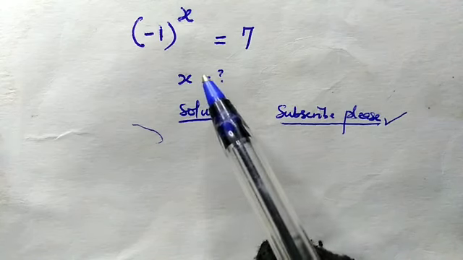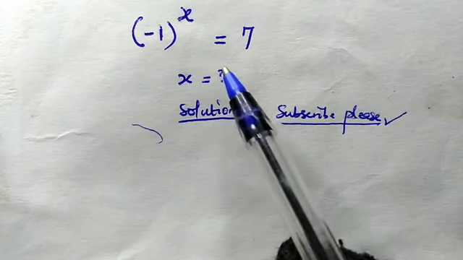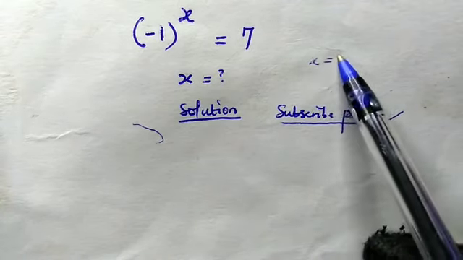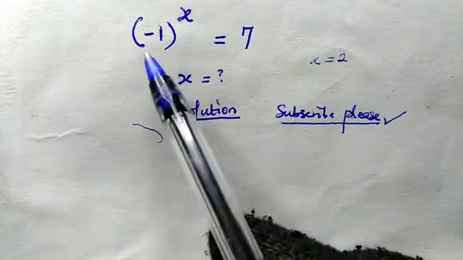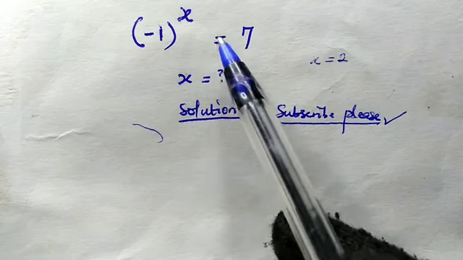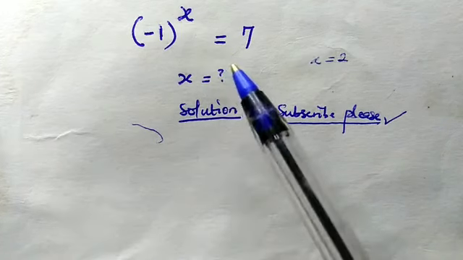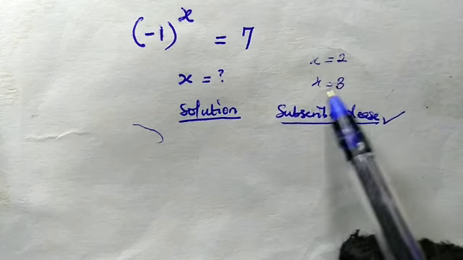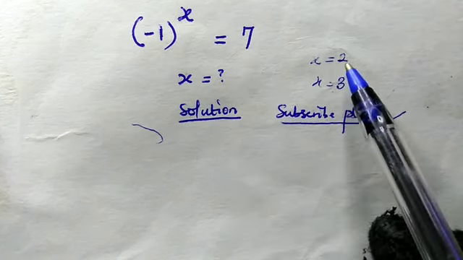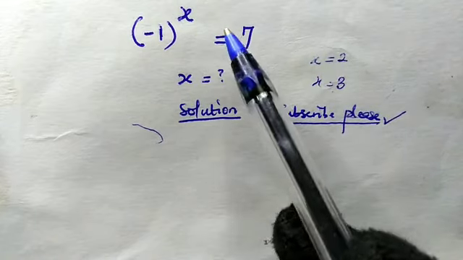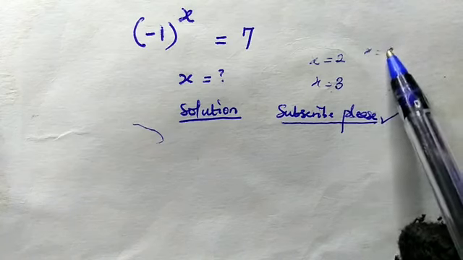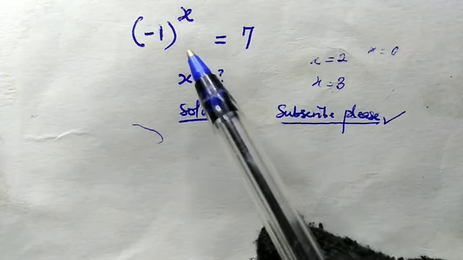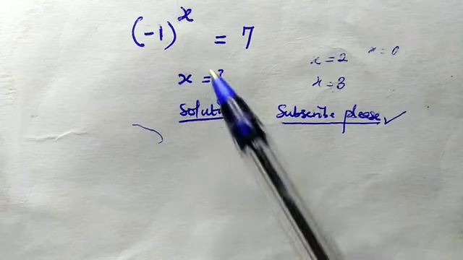But in this equation, x cannot be real, right? If you try, okay, let's say x is equal to 2. When you substitute 2 here, we have (-1) to the power of 2, that will give us 1. So the only thing we have here is when x is odd, we have -1. When x is even, we have +1. Also, when x is equal to 0, we have just 1. So this is actually letting us know that the value of x here should not be real, right?